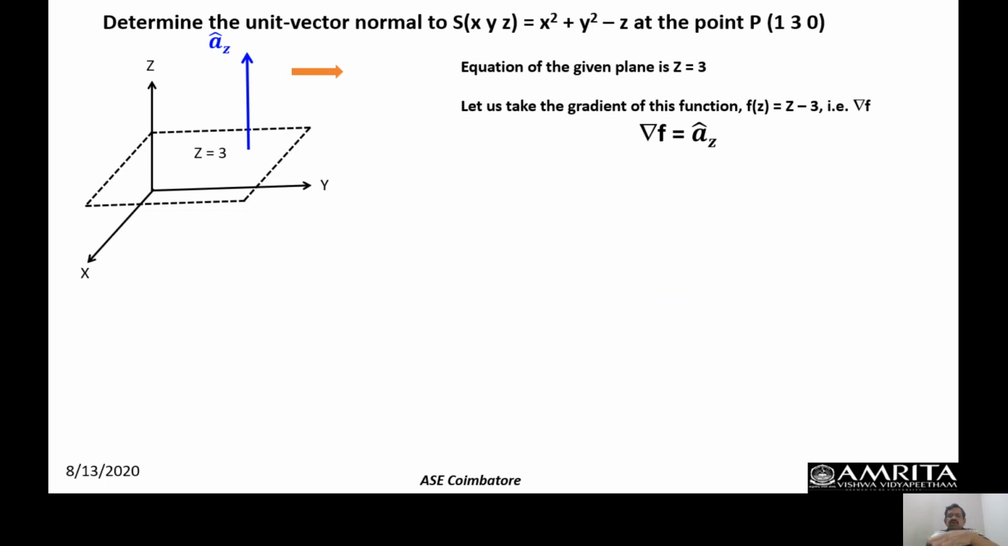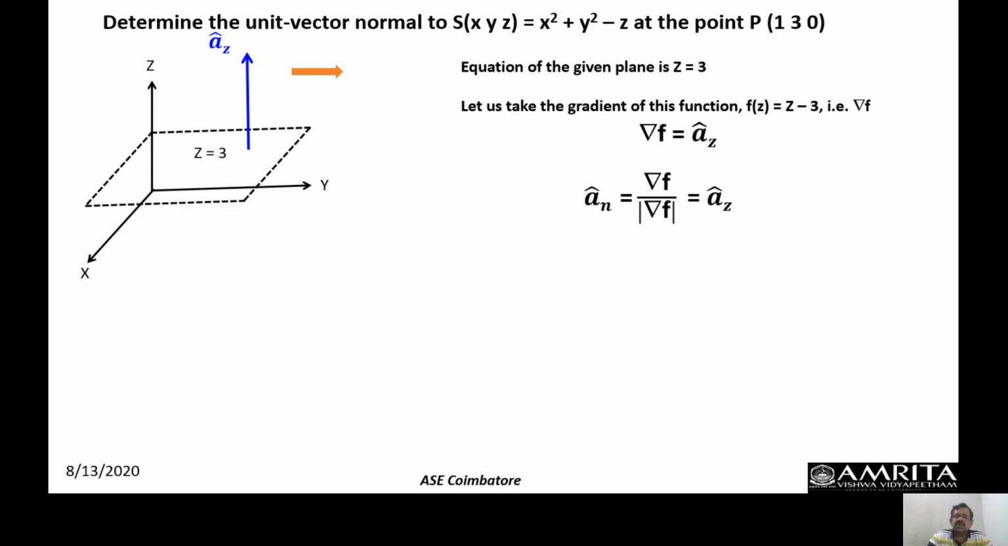So del f, when we differentiate this function partially, we get az only. In this case, the normal vector is not going to change, and the normal vector itself is a unit vector. Not necessarily will you always get the normal vector to be a unit vector. To estimate the unit vector, we have to apply this formula. In this case, del f equals az hat, which means n hat, the unit normal vector, is also going to be az.